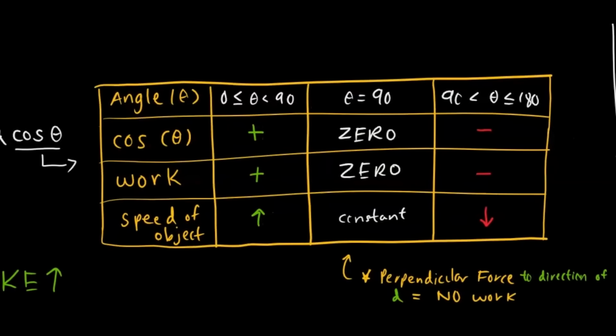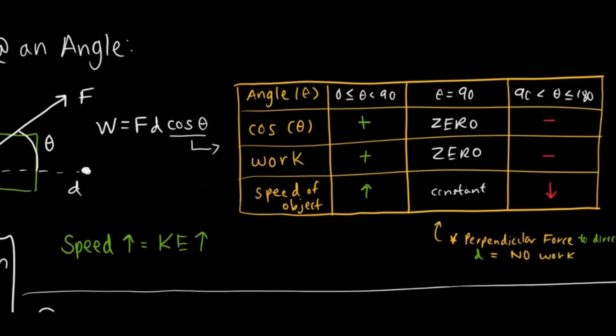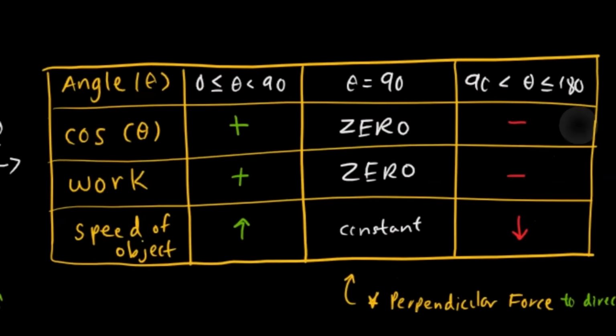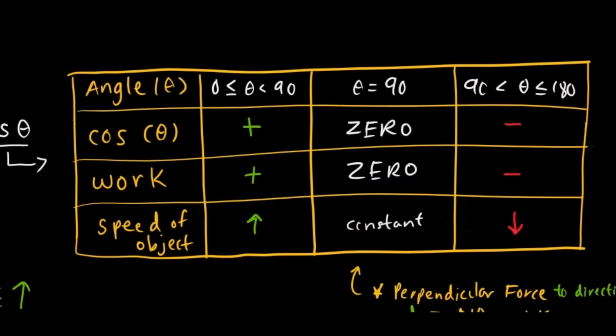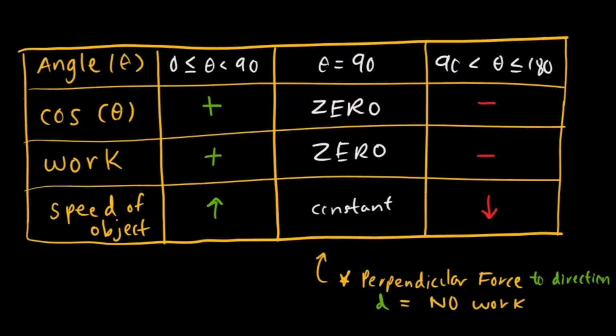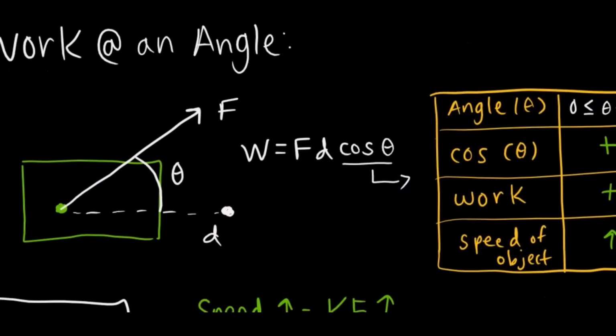All right, so here is a pretty nice chart which lays everything out. When theta is between 0 and 90 degrees, you're going to get a positive value for cosine theta. And that also means you're going to have positive work, which means the speed of the object is going to be increasing, right? Because work is change in energy. So if your energy is increasing, that means you have more kinetic energy. When theta is 90 degrees, that means cosine theta is 0, which means you're going to have 0 work. And so the speed of the object is constant. When theta is between 90 and 180 degrees, you're going to get a negative value for cosine theta, and therefore you're going to get negative work. And so that means a decrease in the amount of energy, which means a decrease in speed as well.